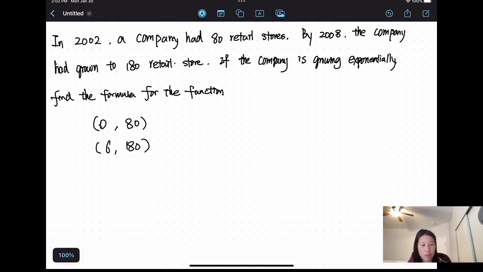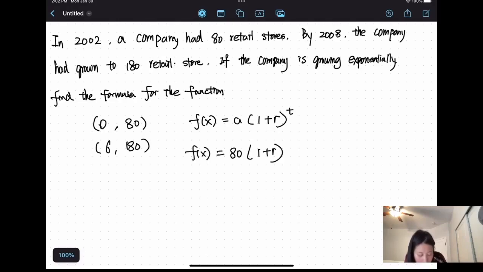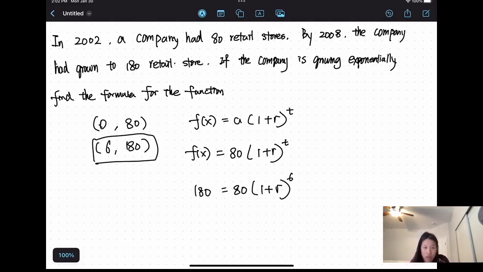Remember, what does the exponential function look like? It looks like f(x) equals a times (1 plus r) to the t. So now we have our a, the initial value, equal to 80, so we plug in 80 here, and that equals f(x). Now we can use the second ordered pair. The second ordered pair tells me that after 6 years, the company has grown to 118 retail stores. So that means 118 equals 80 times (1 plus r) to the 6th.